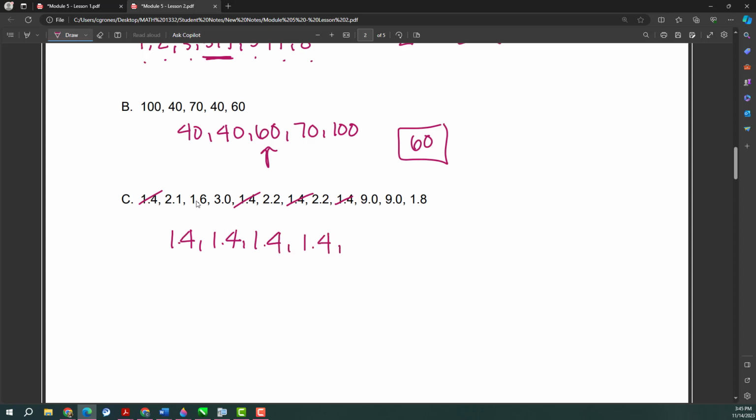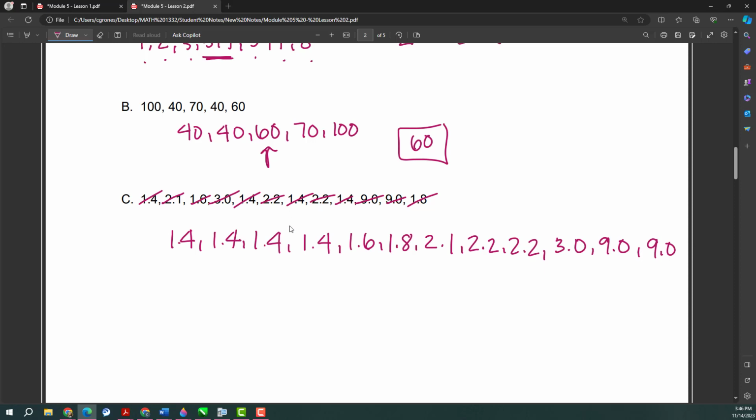Okay. Then we've got 1.6, 1.8. What else? We've got 2.1, and then we've got 2.2 twice, 3.0. And then we've got 9.0 twice.